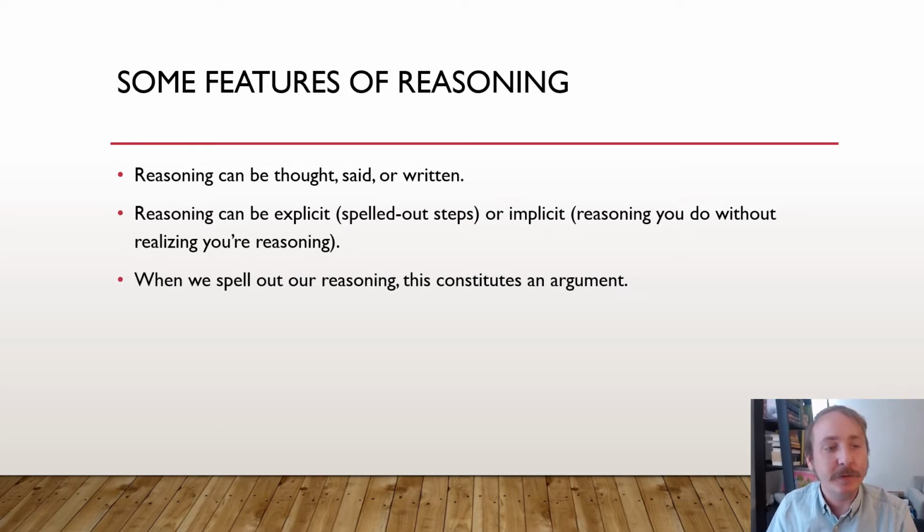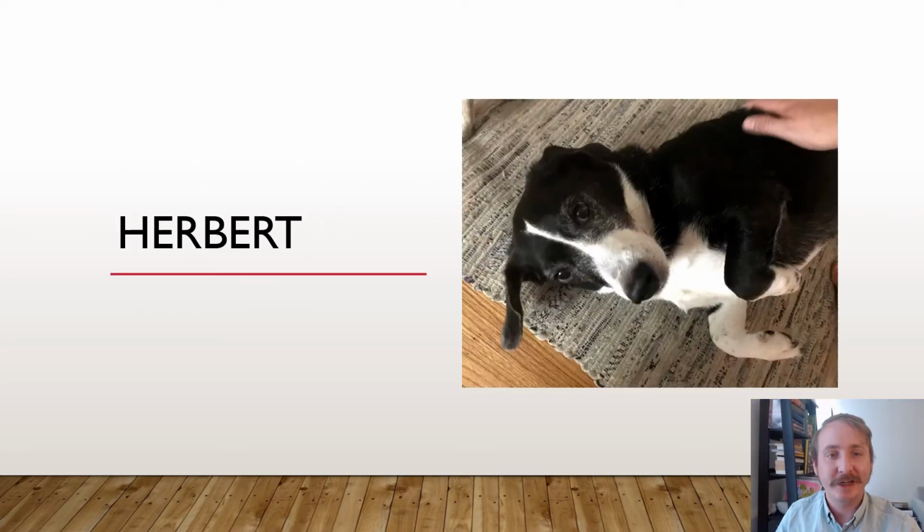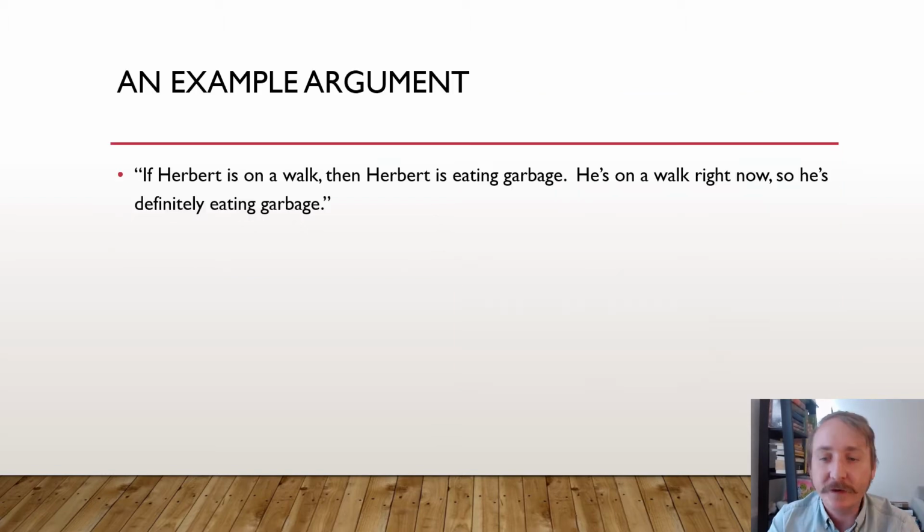To be clear, when we spell out our reasoning in each step, this constitutes an argument. Here's my dog, Herbert. We're going to be using him as an example for how arguments are structured. So we're going to start really simple here. Take the following argument. This argument is composed of two simple thoughts put into certain logical relationships. The first is Herbert is on a walk, and the second simple thought is Herbert is eating garbage.